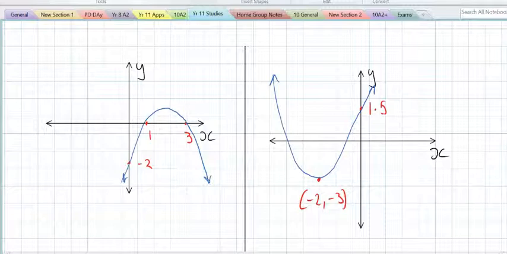Similarly, if I just told you the turning point, you could of course have infinite quadratics. But since you've been given 3 pieces of information, we've essentially nailed a quadratic. It has to be 1.